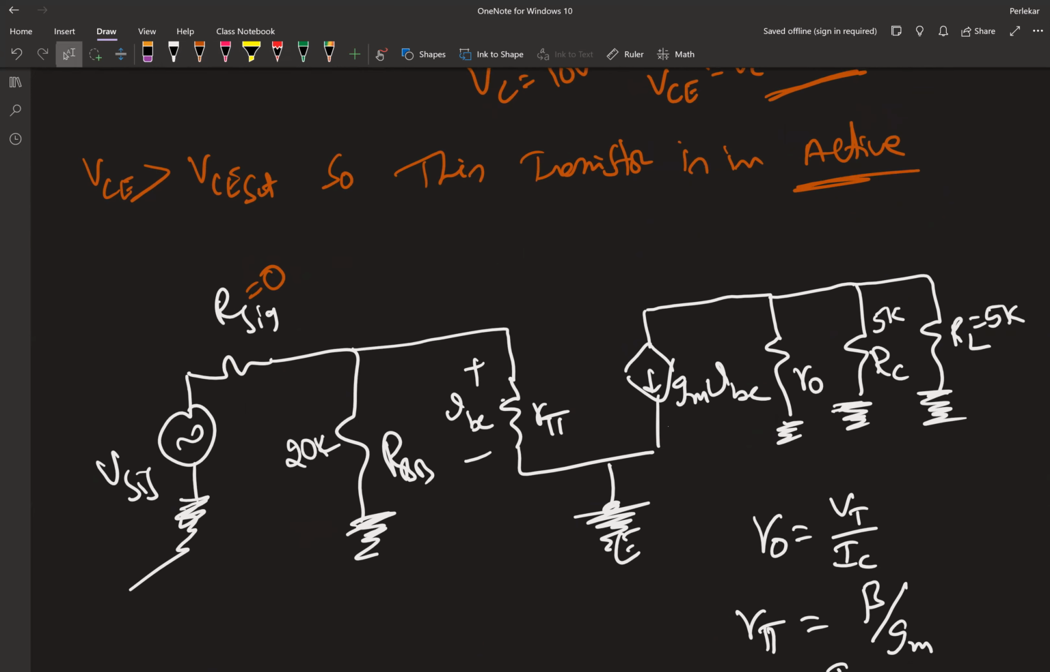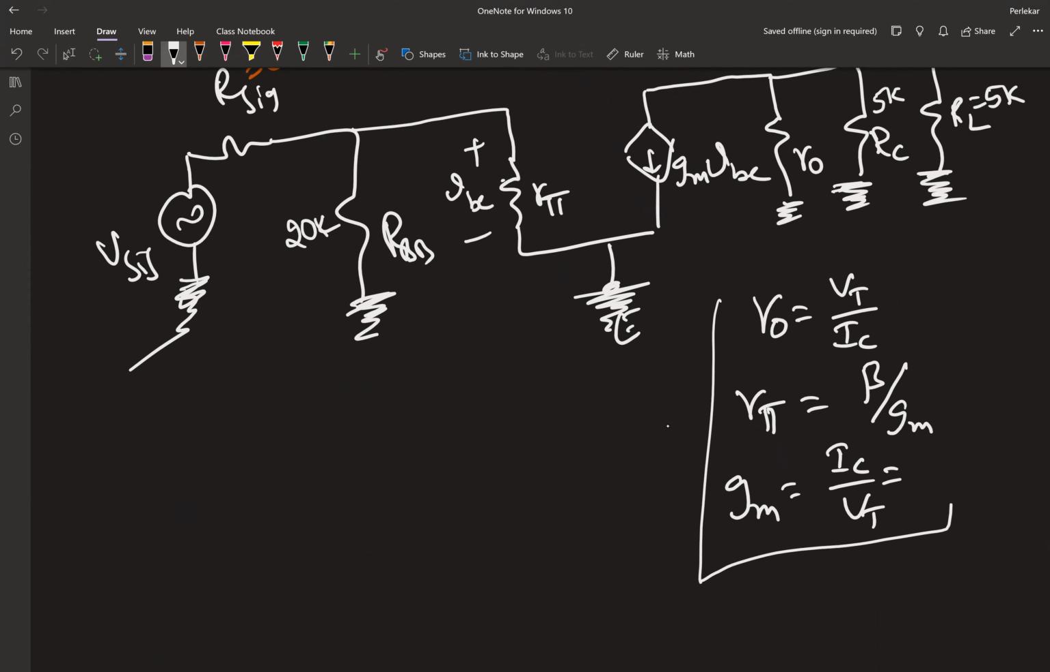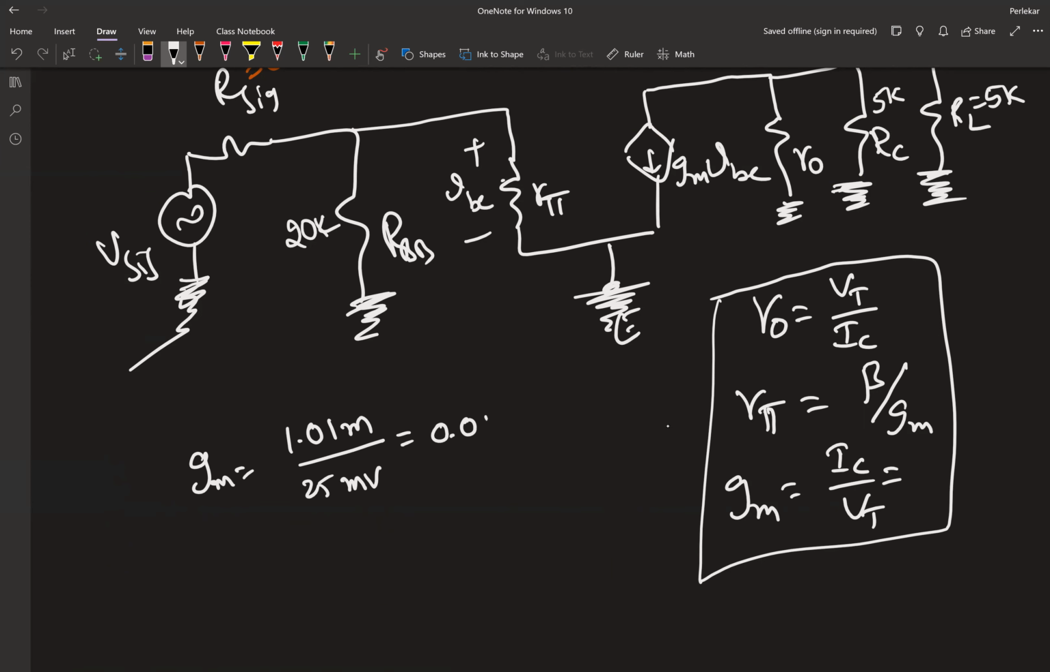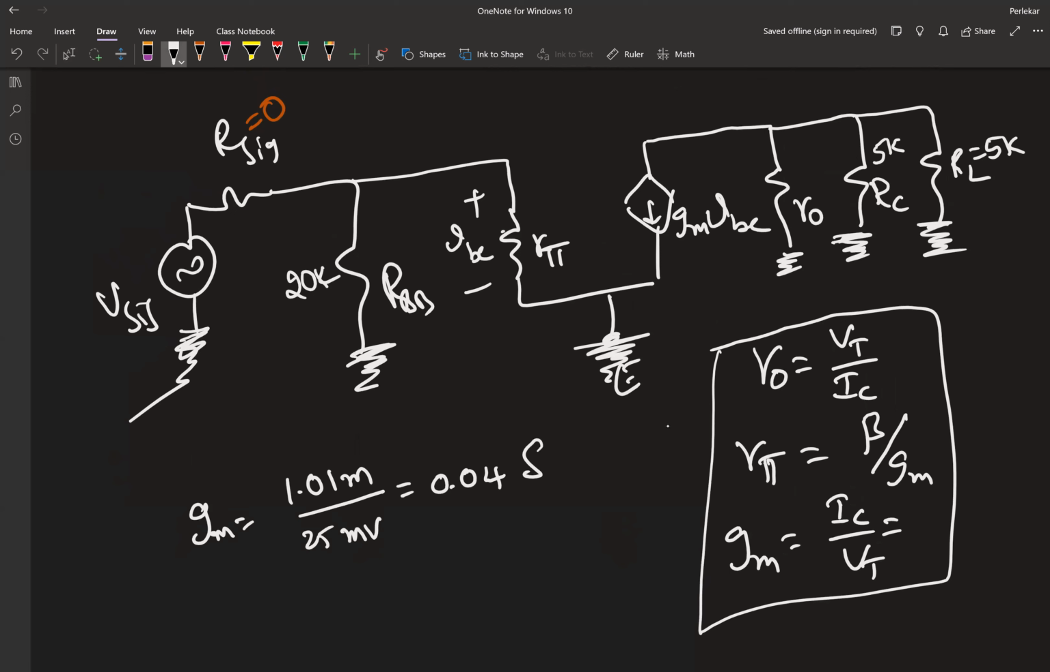Now these are the formulas you need to remember. R naught equals VT over IC, R pi equals beta over GM, GM equals IC over VT. So IC we have 1.01 milliampere. So GM equals 1.01 milli over VT, which is 25 millivolt. That's the thermal voltage, around 25 millivolt. Based on this, this is going to be 0.04 ampere per volt, or Siemens is the other unit. It's called transconductance.